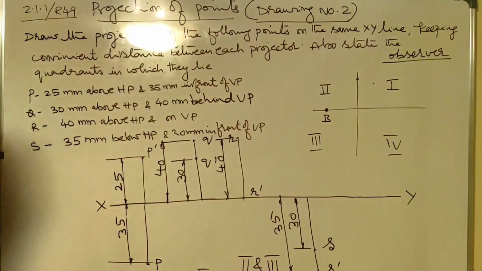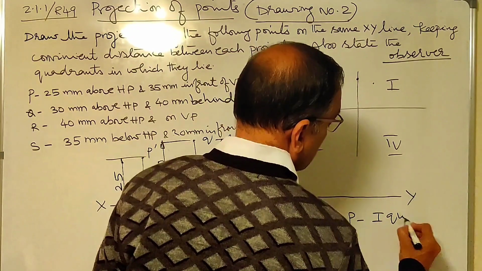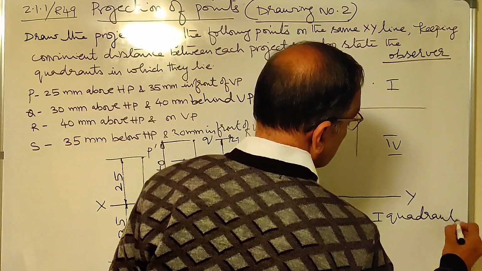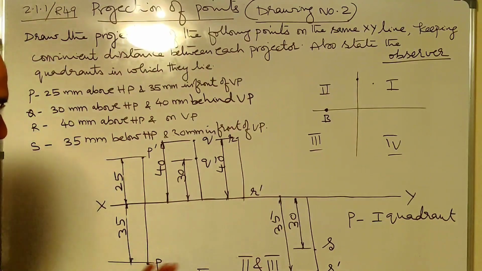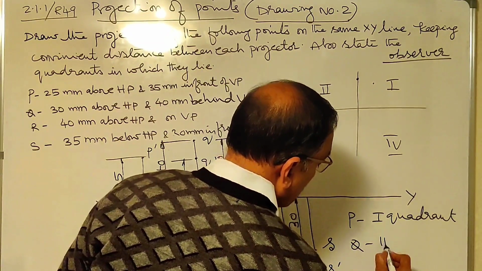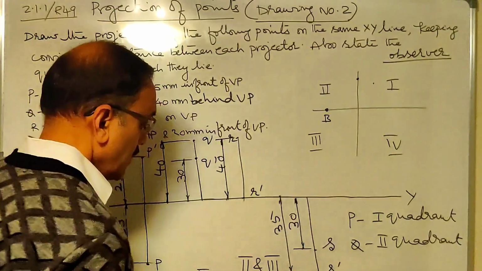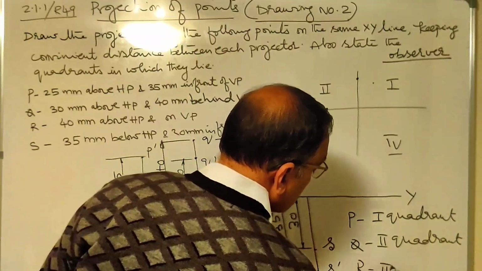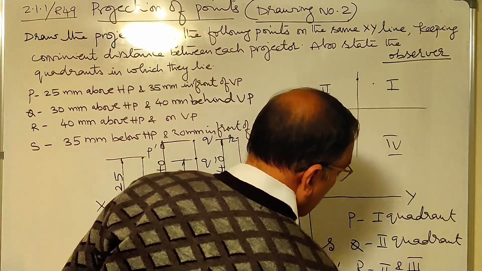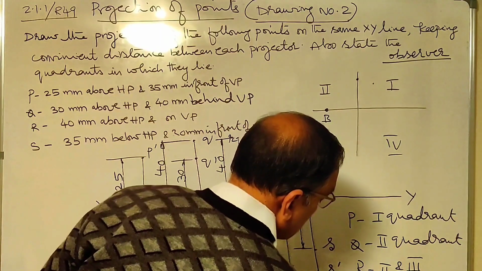Once you finish doing this, I want you to make statements like this. For example, P is in first quadrant. You have to make a statement: P, first quadrant. Please don't write like what I have written here; you have to write statements like that. Similarly, Q, second quadrant. R, second and third quadrants. And then S, fourth quadrant.